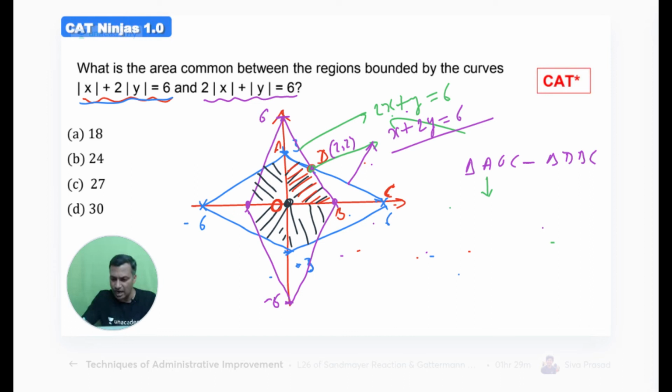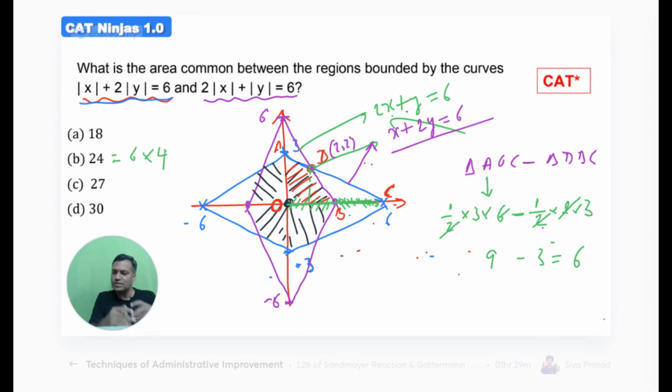What is the area of the triangle AOC? Half, AO is the height, which is 3 units. What is OC? That is the base, which is 6 units. Minus half, what is the height of this particular one? 2 units. What is the base of the triangle DBC? The base is 3 units, because the total length was 6, out of which O to B is 3 units. Therefore, the remaining is another 3 units. This is 3 here and this is 9 here. 9 minus 3, 6 units. So my answer is 6 into 4 such regions.